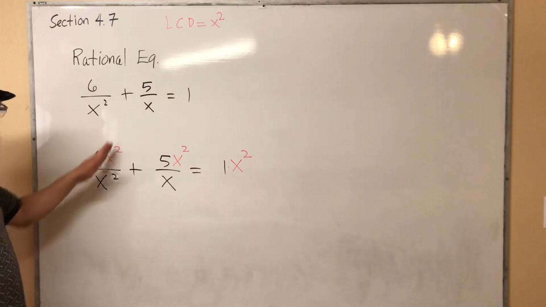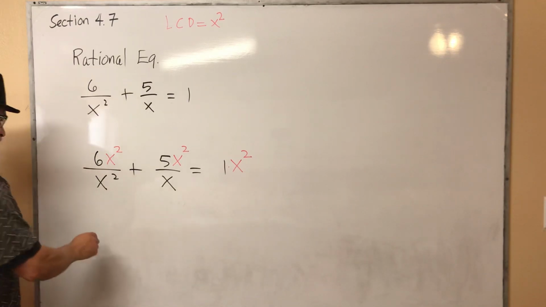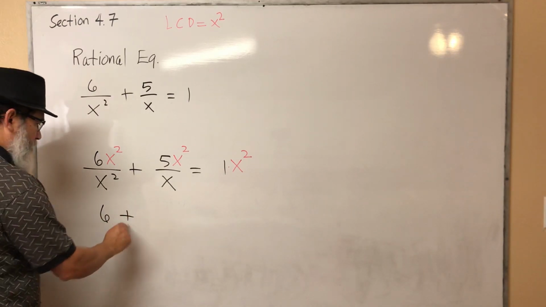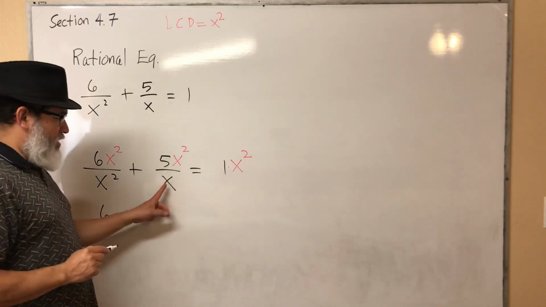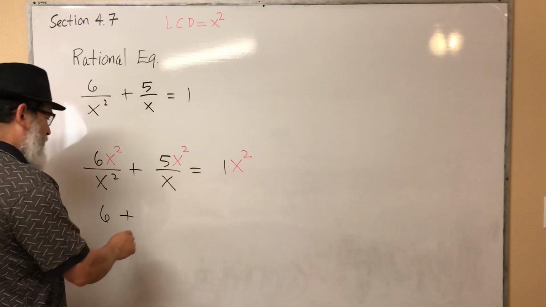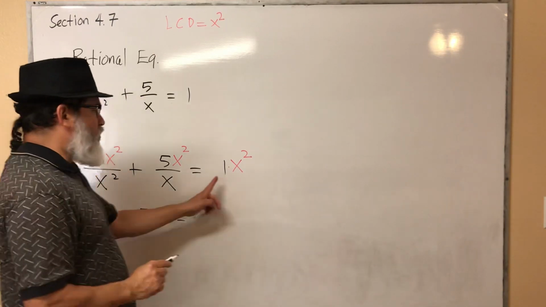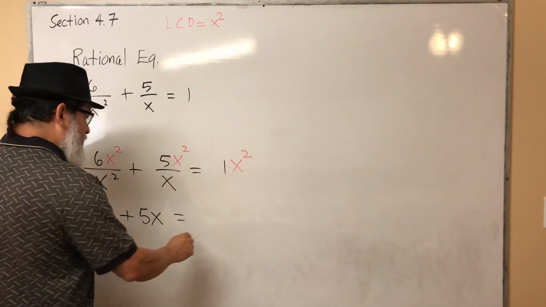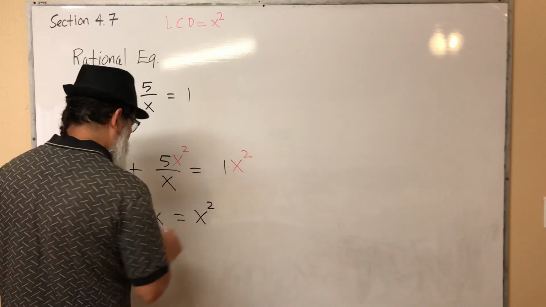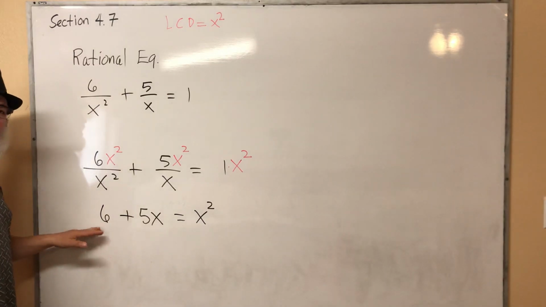The x squareds cancel. Notice the x squared cancels. And so we get 6 plus an x from the denominator cancels an x in the numerator, and we get 5x. And 1 times x squared is x squared. Okay. Now this is a quadratic equation.